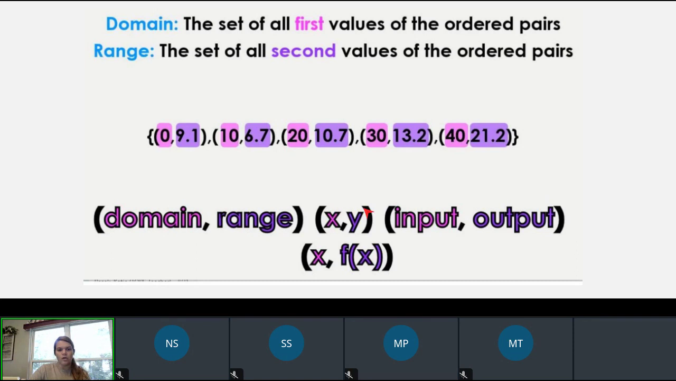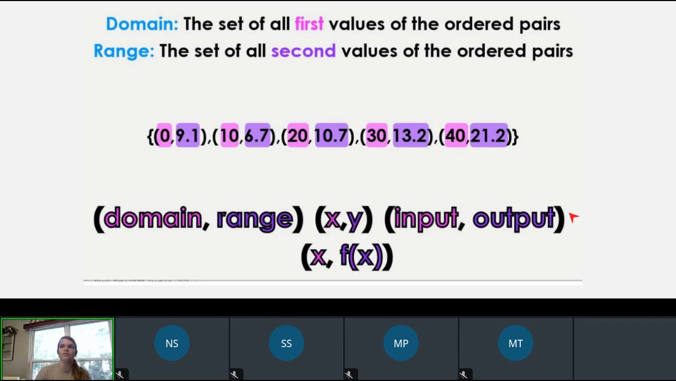Okay, so all of these little words down here are just different ways to represent X variables or the X coordinate, and then different ways to represent the Y. So we have domain and range, X and Y, input and output, and then X and F of X. So F of X is another way to say Y.